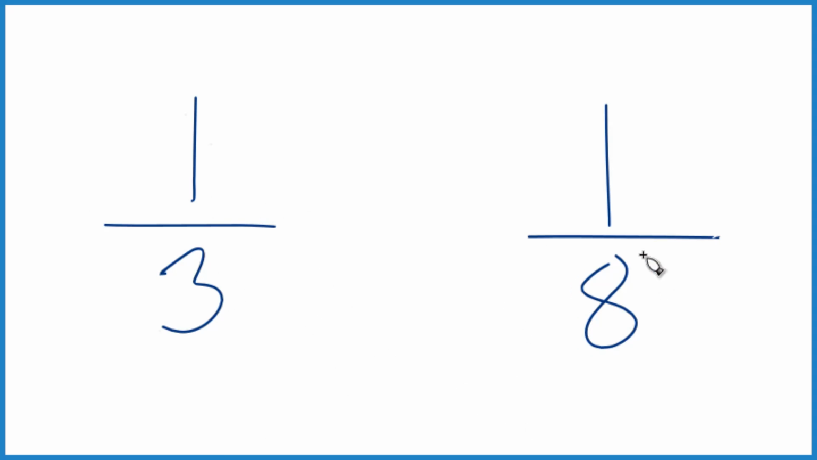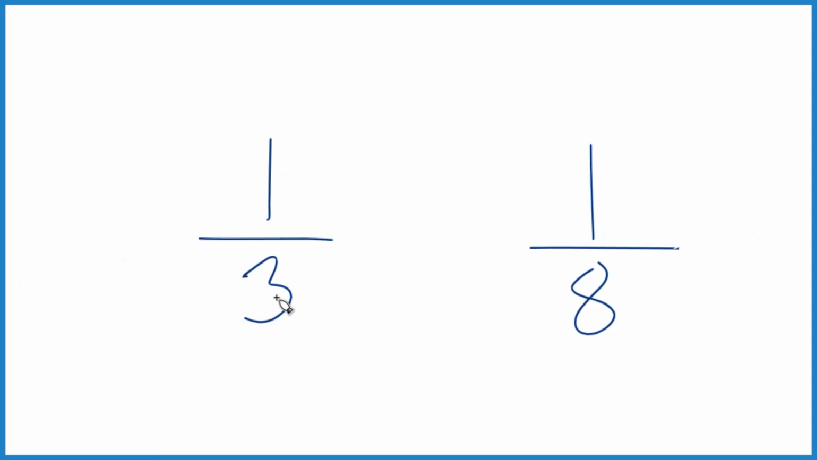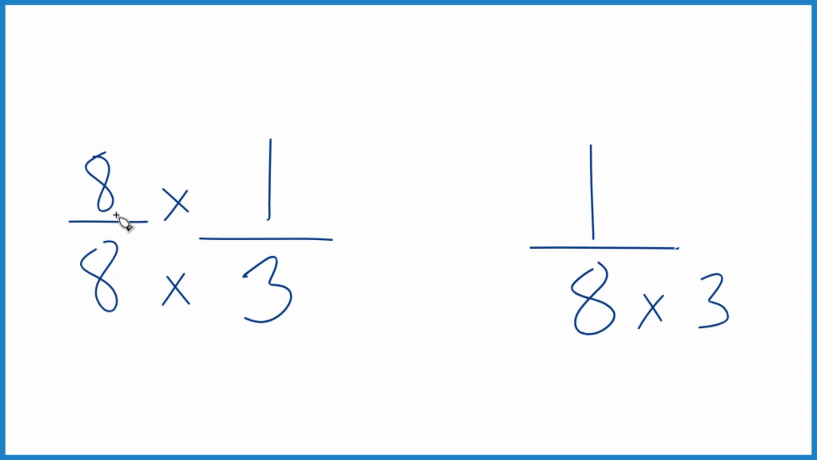So I need a common denominator here. So I'm going to multiply 3 times 8 here, and then 8 times 3. That'll give me a common denominator, 24. But I have to multiply both the numerator and the denominator here by 8, because that's just 8 over 8, which is 1. I'm just multiplying by 1, and over here, 3 over 3, so I'm just multiplying by 1.